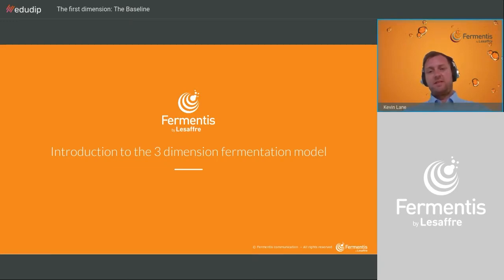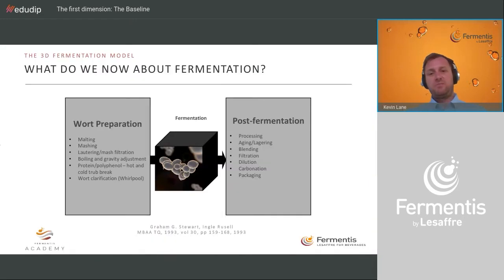So the first thing that I wanted to do today is to really start out and give you an understanding of what the three-dimensional fermentation model is. But I want to start with a little bit of history, not too long ago, from the MBA Technical Quarterly from 1993, something written by Graham Stewart, talking about what we know about fermentation.